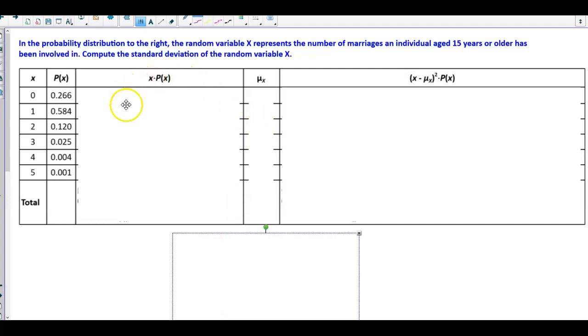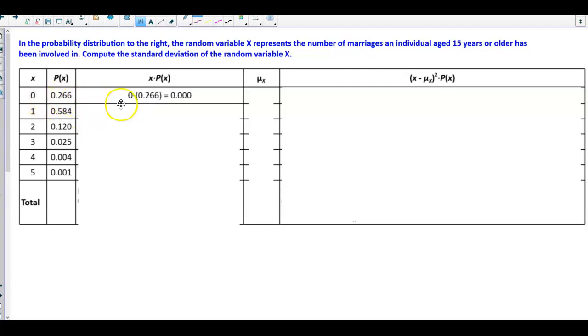So in this particular problem, we need to create a distribution here. The first thing we need to do is figure out the mean of this distribution. In order to find the mean, we're going to take the value of each x and multiply it by its probability. So 0 times 0.66 gives us 0. 1 times 0.584 gives us 0.584.